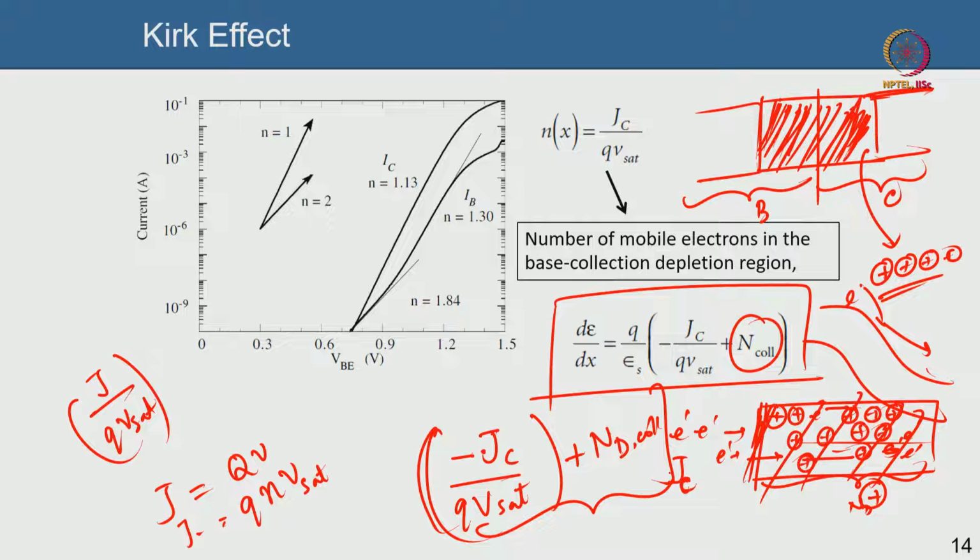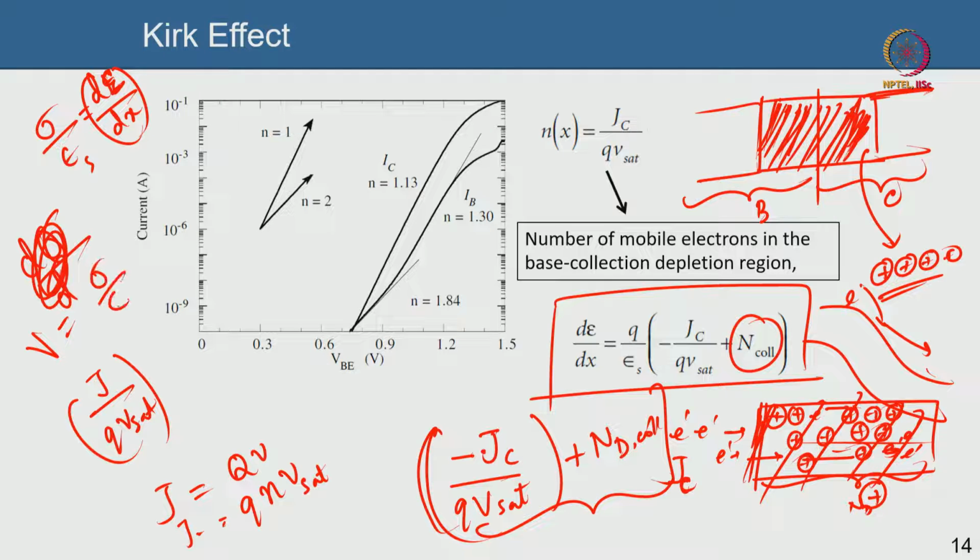So, the Poisson equation will say that the total charge divided by epsilon is equal to the derivative of the field. I will say E is the field. The derivative of the electric field is proportional to this total charge divided by epsilon.